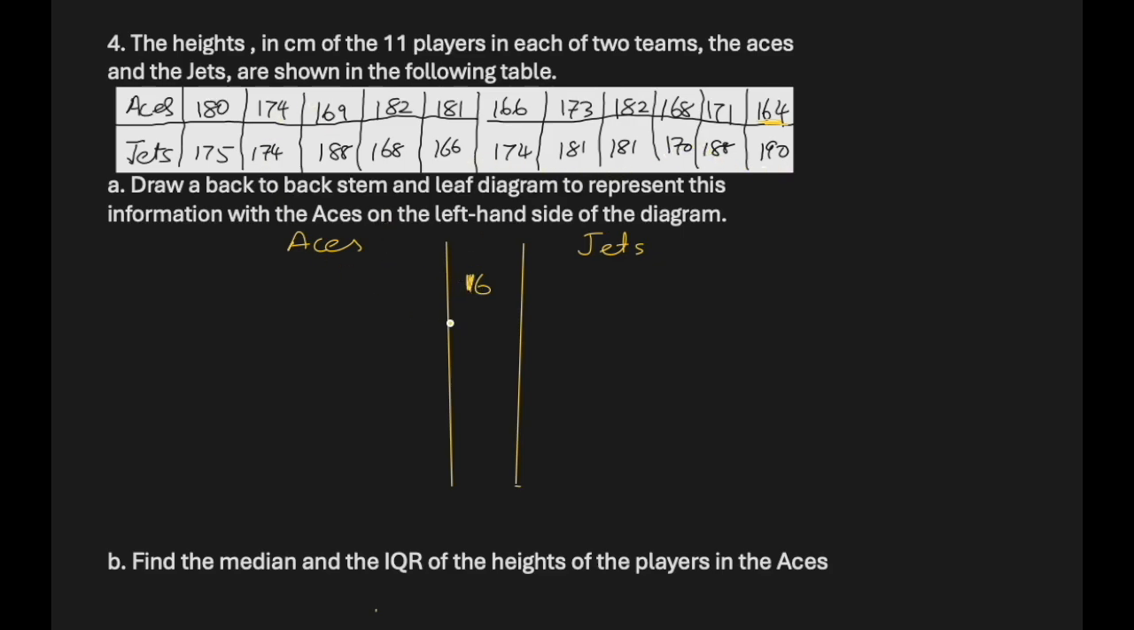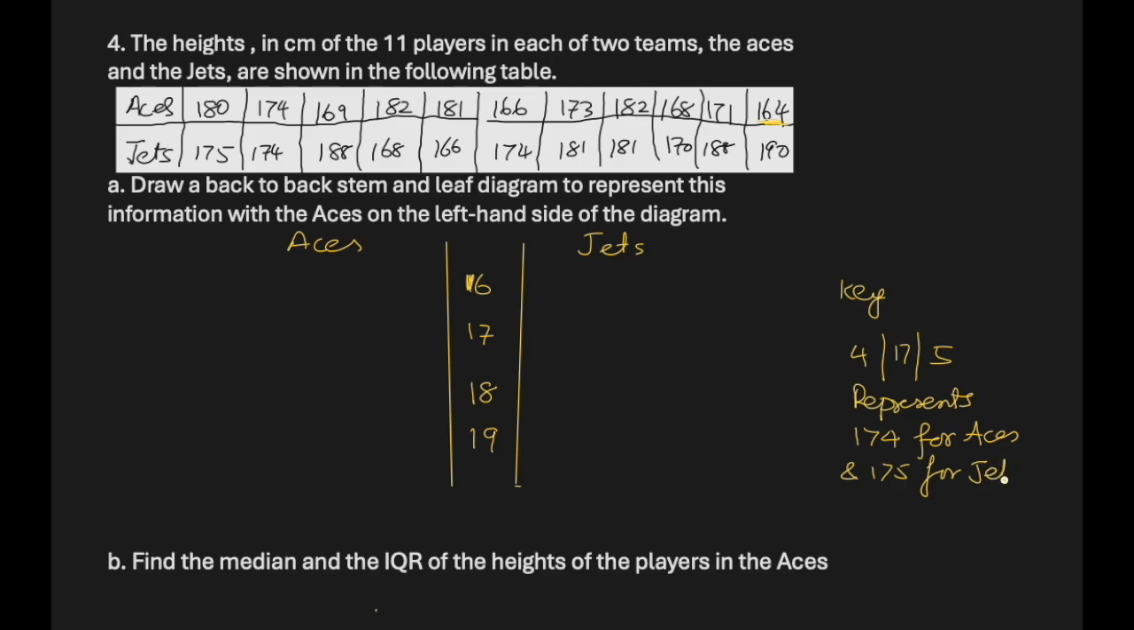So let's start writing more. Then we have 17 also. Then 18, 180 is also there. Is there 190? Yes, there is 190 also. So before I proceed, I will write key here. Key is that 1, 7, 4 and 5 represents 174 for aces and 175 for jets. This is the key.